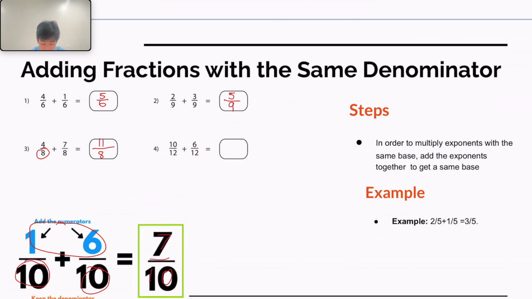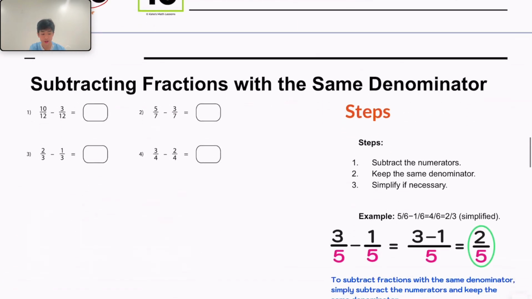Let's take a look at this example here. The denominator is 12. For the numerators, 10 plus 6 is 16. We can actually simplify this, which we'll talk about later today. When simplifying, you just divide the numerator and denominator by the greatest common factor, which we will talk about later today. In this case, it will be 4. So the top number will be 4, and the bottom number will be 3. And we can actually convert this improper fraction into a mixed number. This will become 1 and 1/3.